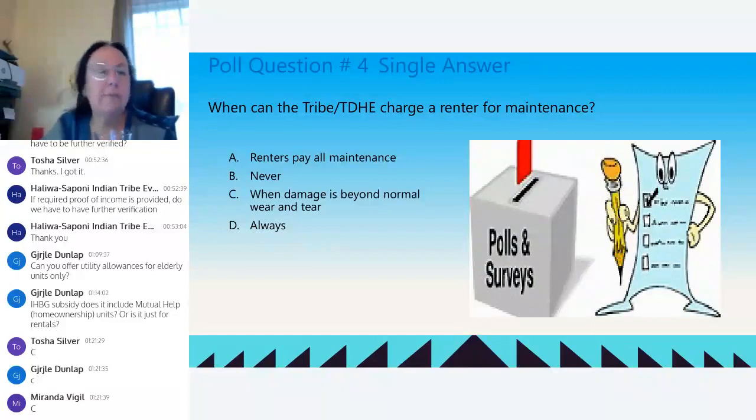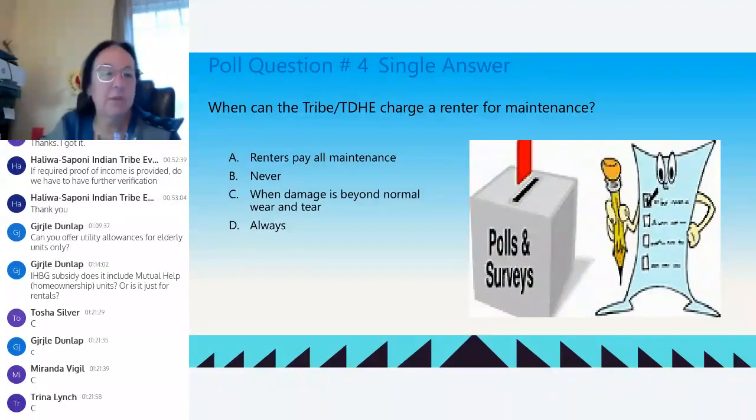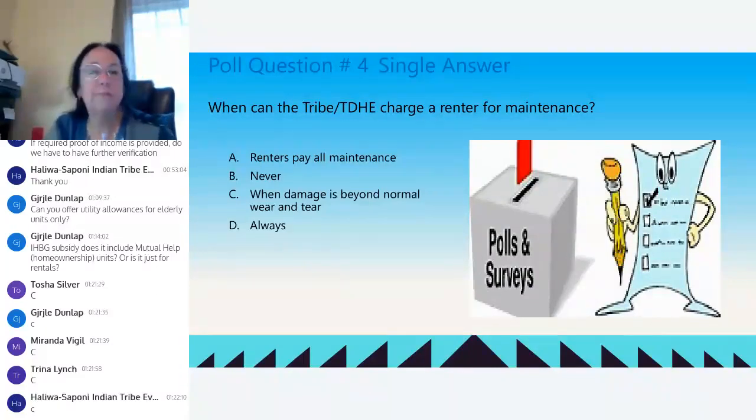Okay, yes, you could offer utility allowances for elder units only. You'd have to put that in your meeting minutes, get permission of everybody. Make sure that if you do that, it's reflected and you have a resolution.